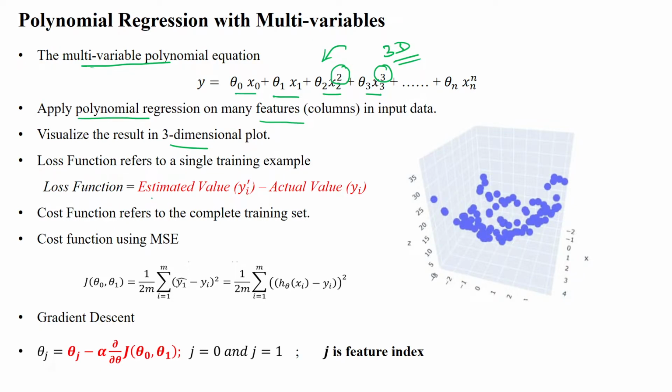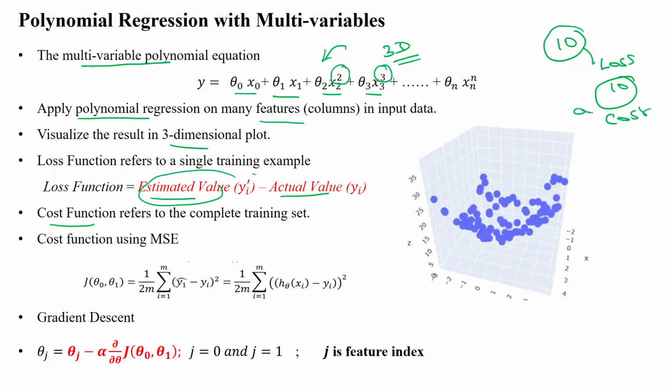The loss function is estimated for each and every data point. For each data point, we find the predicted value and the actual value. The difference between the predicted value and the actual value is the loss function, which was explained in the previous video. And the cost function is the average or total error of all the data points. Suppose I have 10 data points, we calculate the loss for all 10 data points. The summation of these is the cost.